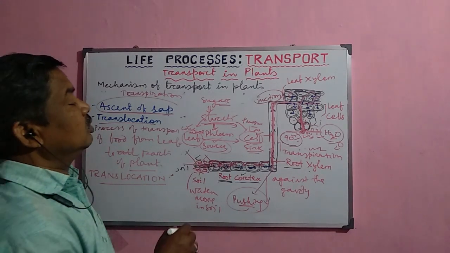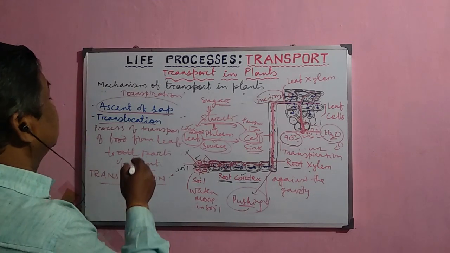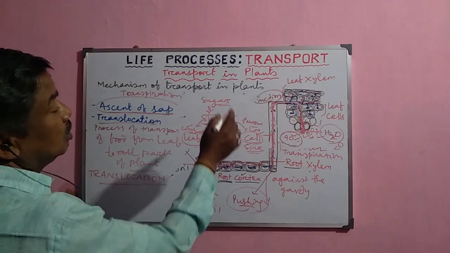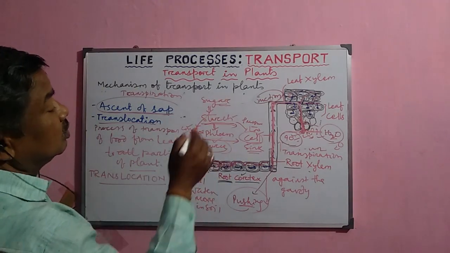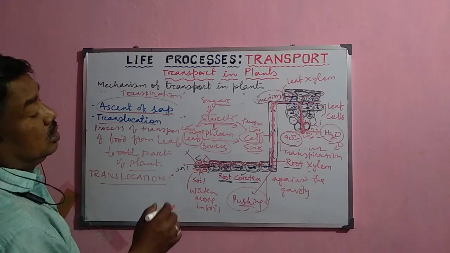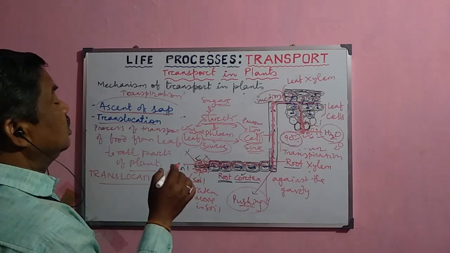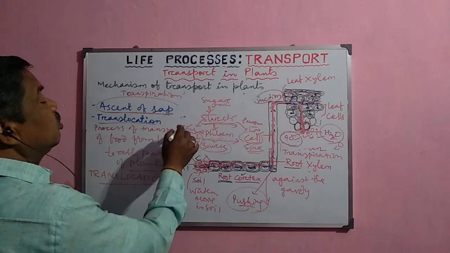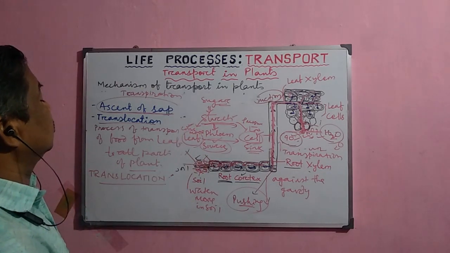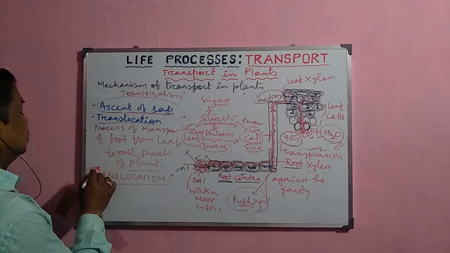And this process is the mass flow hypothesis. Then the mineral transport is from root to all parts, where there is the transpiration pull theory. So there are so many theories which are given here, but this movement is called the mass flow hypothesis, and here the food moves from the leaf to all parts of the plant, and that process is called translocation.